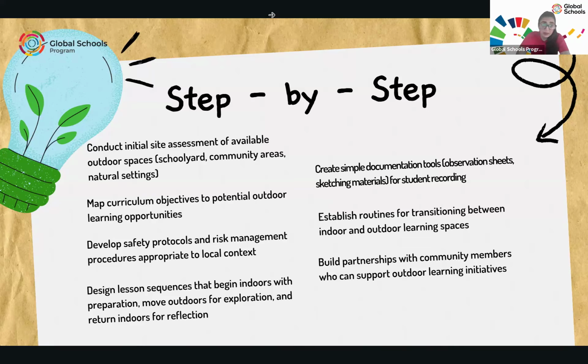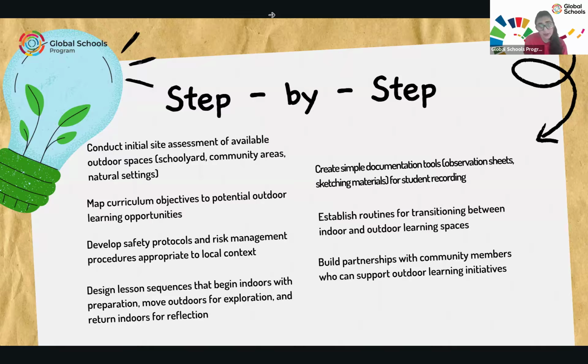Okay? Then, because this is a school and you are in charge of the safety of your students, you have to develop safety protocols and risk management procedures as well. Because once you're stepping out of the classroom, there are a lot of external variables that may or may not affect the safety of your students. So it is always good to have safety protocols in place, talk to your students about what to do, what not to do, what to be wary of, what to take care of, and so on and so forth.